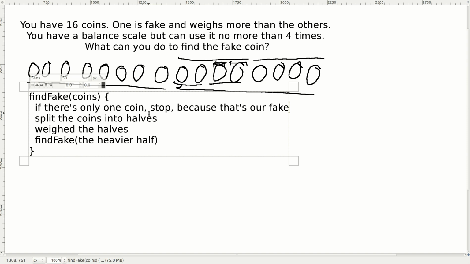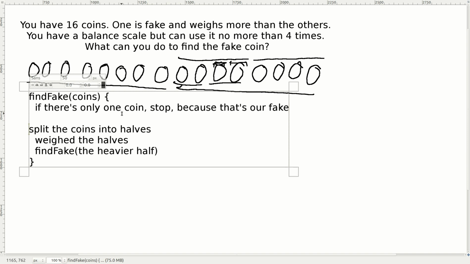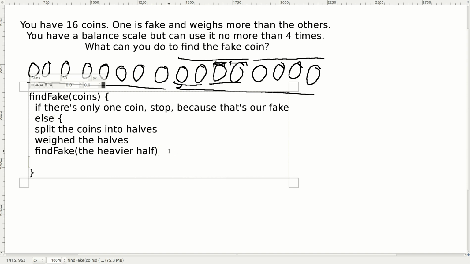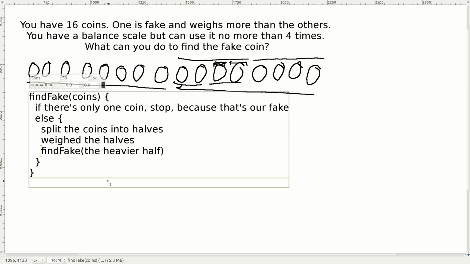So if there's only one coin remaining, stop, because that's our fake. Otherwise, we do the splitting and the weighing and the finding the fake. You can think of this like an else here. And that gives us an approach that could work in actual code, if we could represent the coins somehow as, say, an array or some other data structure, we could do this in code.